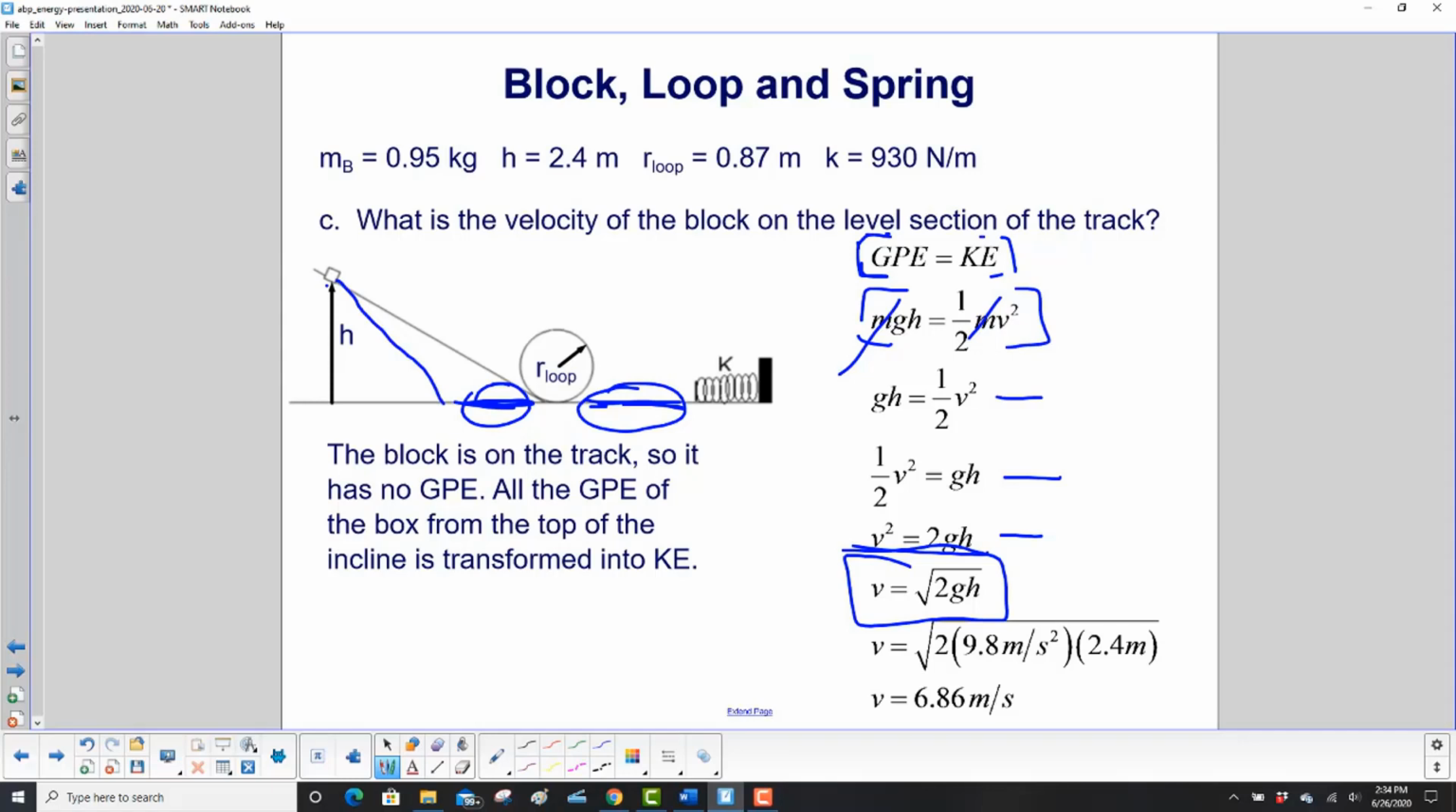We then substitute in our values, and we find the velocity is 6.86 meters per second at the bottom, which is greater than the velocity we found up there. Why? Because all this energy here went into the kinetic energy at the bottom of the loop. Up here, some of that initial energy had to go into gravitational potential energy, so less was available for kinetic, so the block was slower at the top.